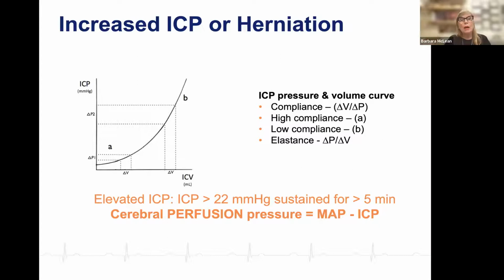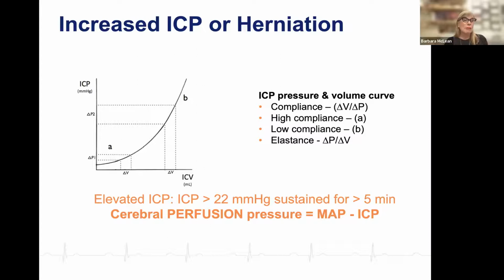Now, in today's world, it used to be that we talked about ICP being elevated if it was greater than 20. But in the new ENLS guidelines, elevated ICP is greater than 22 and sustained there for greater than 5 minutes. And that's really important because what that is telling us is we've got a lot of volume occupation in a low compliance surface when our ICP is greater than 22. This is dangerous. So whenever you see that sustained ICP for greater than 5 minutes, you need to be concerned.